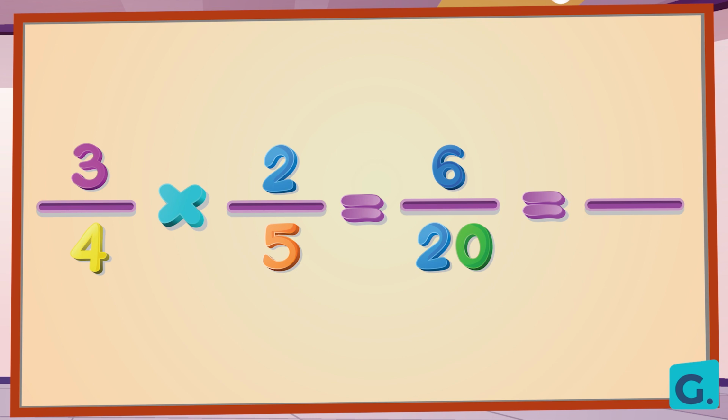Now, 6 over 20 can be reduced to its simplest form. So we need to ask ourselves, what can divide 6 and can divide 20? These 2 numbers are even numbers, so that means 2 can go. So 6 divided by 2 would give us 3, and 20 divided by 2 would give us 10. Therefore, our final answer would be 3 over 10. So 3 over 4 times 2 over 5 is going to give us 6 over 20, and by the time we reduce that fraction, we are going to get 3 over 10.